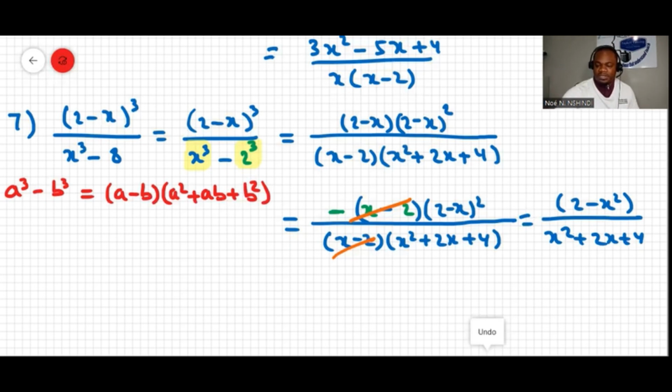I misplaced the power of 2. The power of 2 is outside the bracket. Okay, that was question 7.